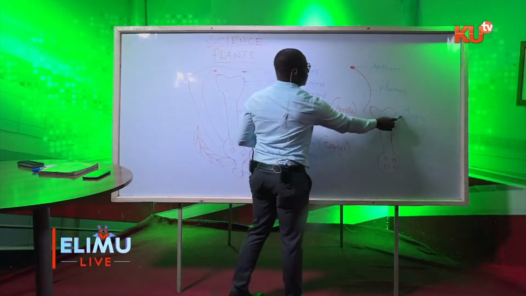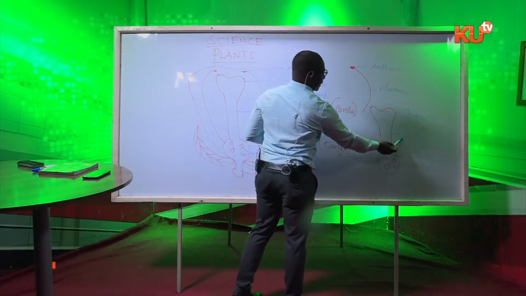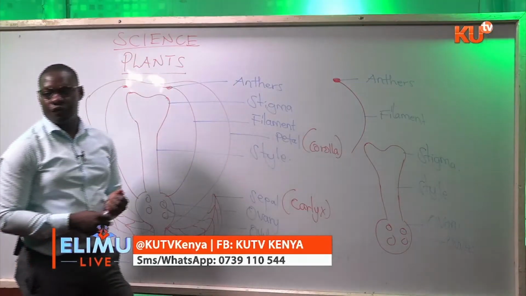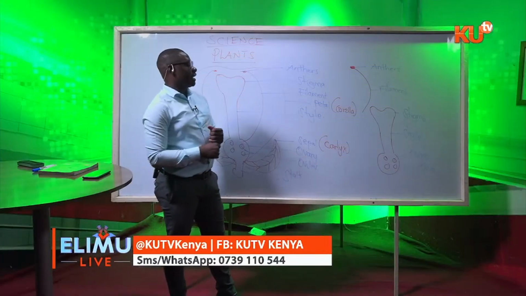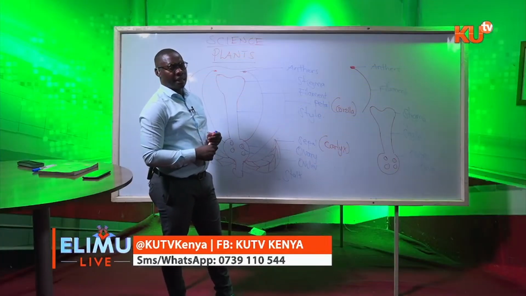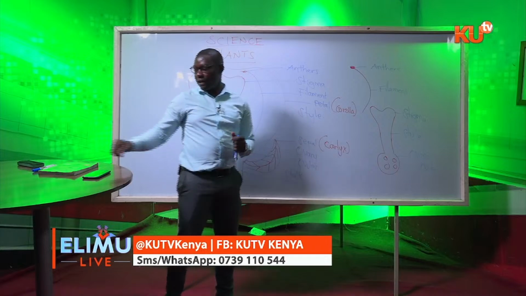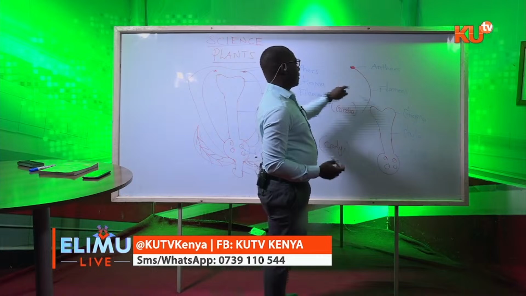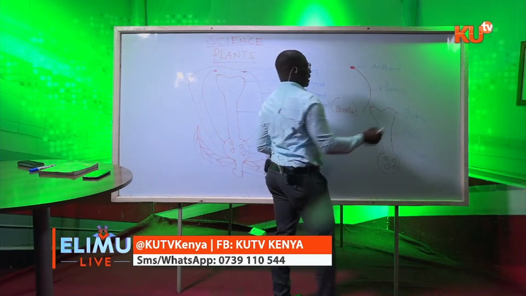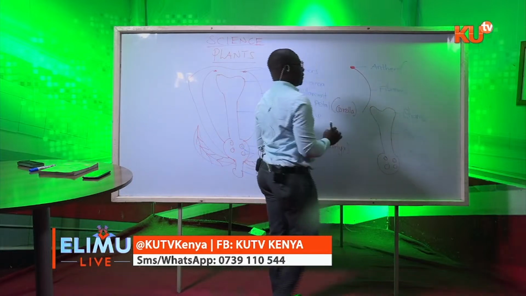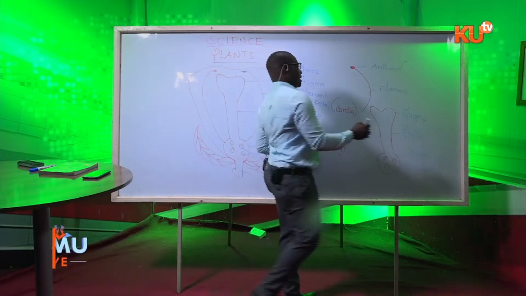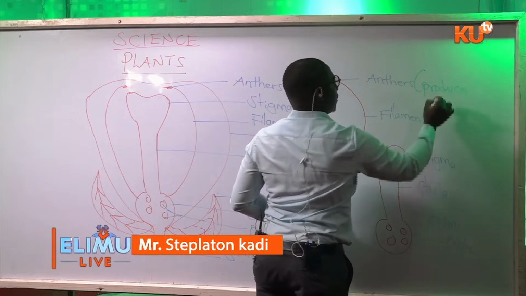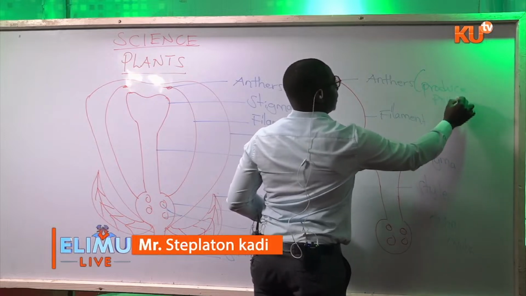We have the stigma, we have the style, we have the ovary, and finally we have the ovules. So in these male and female parts of the flower, let's look at the functions of each of the parts of the flower. So when we come to the anthers, as one of the male parts of the flower, their function is they produce pollen grains.